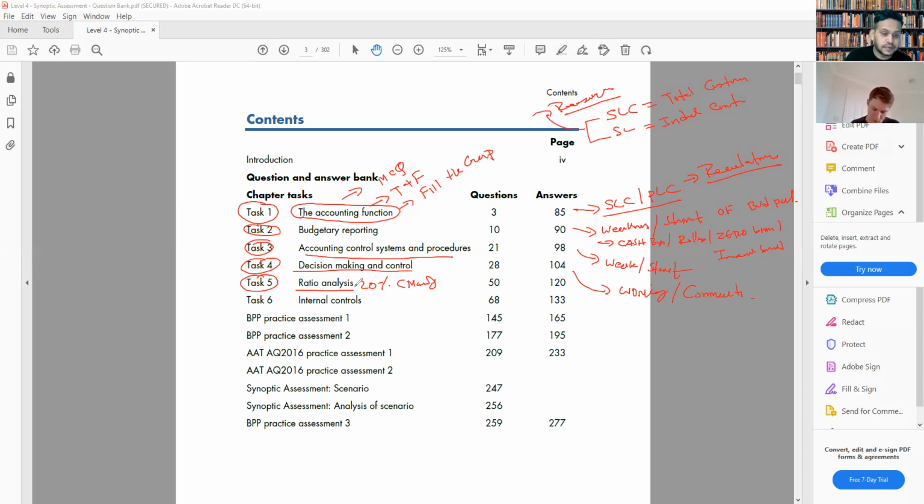Task number 5. Now task number 6 is internal control. This one will ask you the weakness of the internal control. What is the weakness of the internal control? Of course, they will give you a system. Normally, this question always comes from the payroll. 90% of the time, this question comes from the payroll.